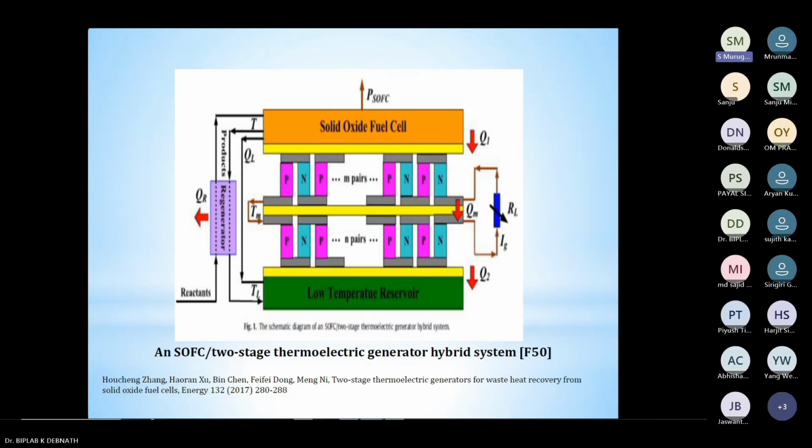Some people have tried the solid oxide fuel cell, SOFC, and they combine a thermoelectric generator with the solid oxide fuel cell. So from the SOFC you get a primary electrical power output, and by keeping these PN pairs, you get a secondary electrical power output. Next.